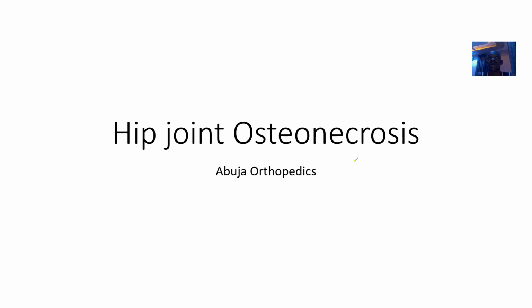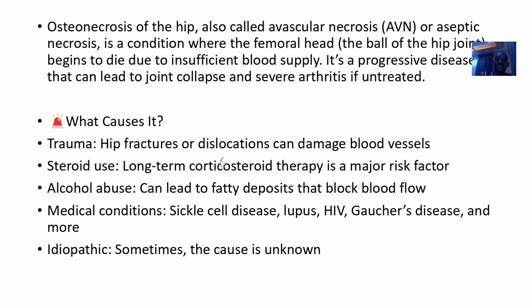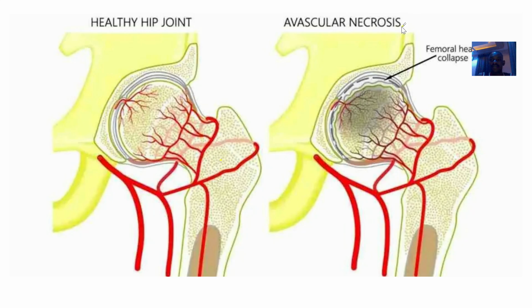All right. So let's look at how you could present, how we can treat it, and all of that application. So you see femoral head collapse. The blood vessels, there's one or two things that affect the way they supply the hip joint. So what we have is this. It's also known as avascular necrosis. Okay, avascular, that means blood supply is not sufficient.